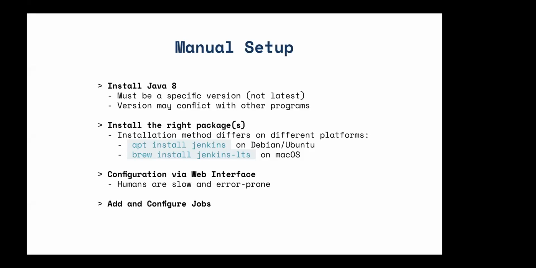After you install Java, you have to install the right packages, and installation differs on different platforms. If you want to run Jenkins on macOS, then you have to use Brew. If you use Debian or Ubuntu, you use apt. And with Debian, you have to add in the right key. So it's not just a one-liner, and there's no clean and simple method to install Jenkins on every single operating system.